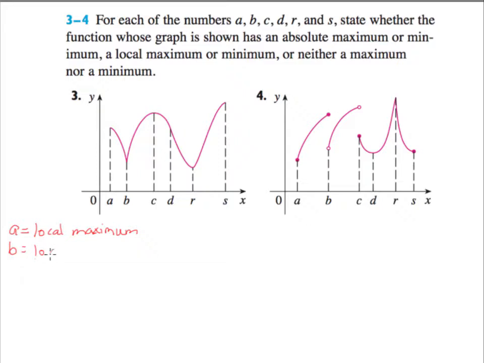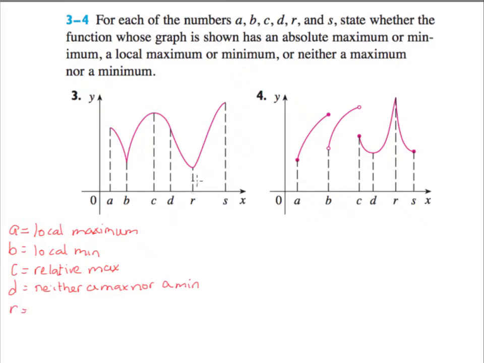Now B, on the other hand, appears to be the smallest value near it, but it's not the smallest value on my entire graph, so B is a local minimum. C, on the other hand, appears to be the highest point near it, so we call it a local maximum, or sometimes you'll see the word relative maximum. So local and relative are interchangeable. D appears to be neither a local min nor a max.